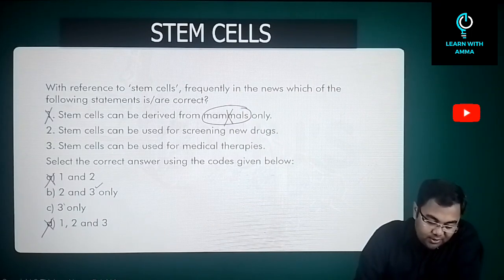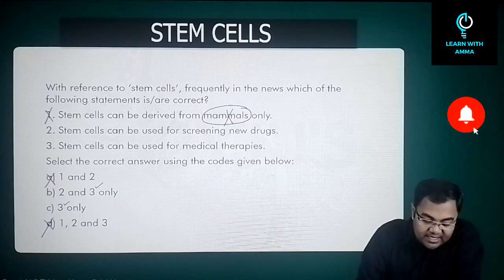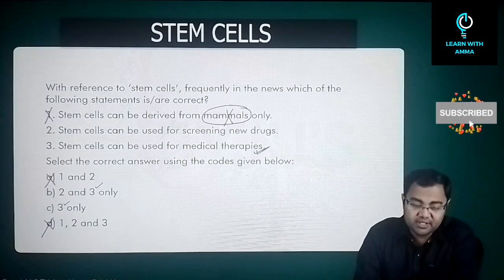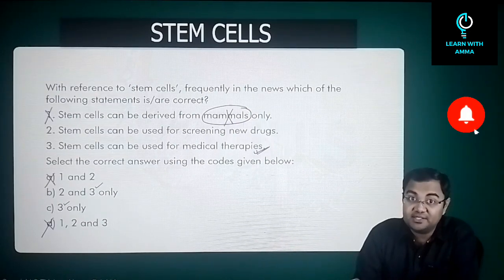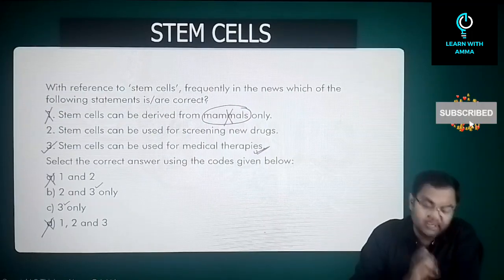Now you have 3 here also, you have 3 here also, so definitely 3 is correct. What is 3? Stem cells can be used for medical therapies. This is true. This can be done. We have discussed this. We discussed Parkinson's disease, cancer, etc., where they can be used. So statement number 3 definitely is correct.